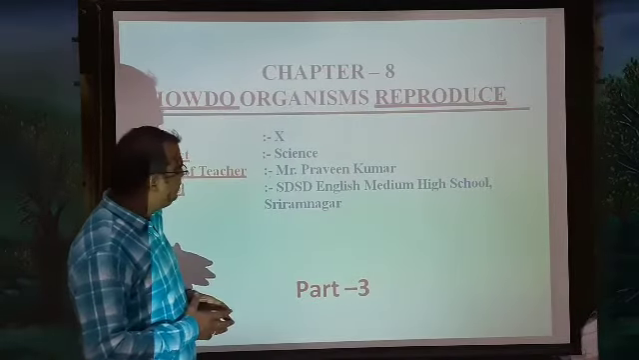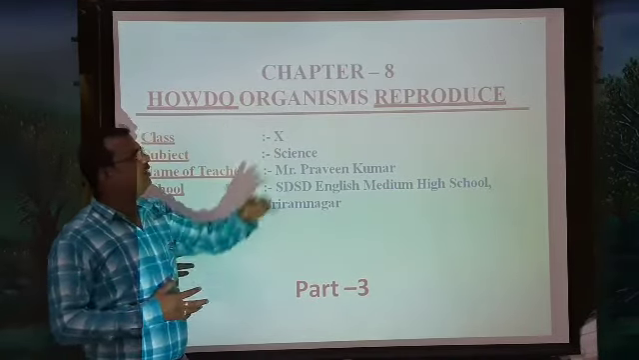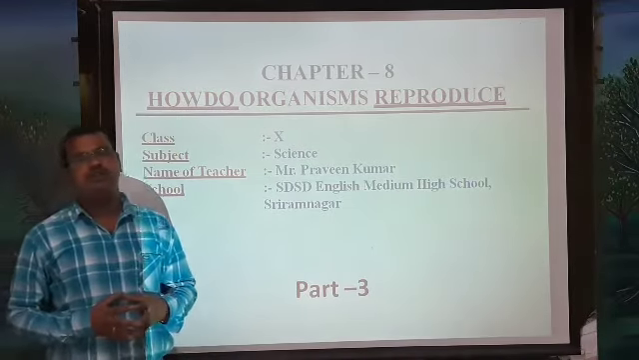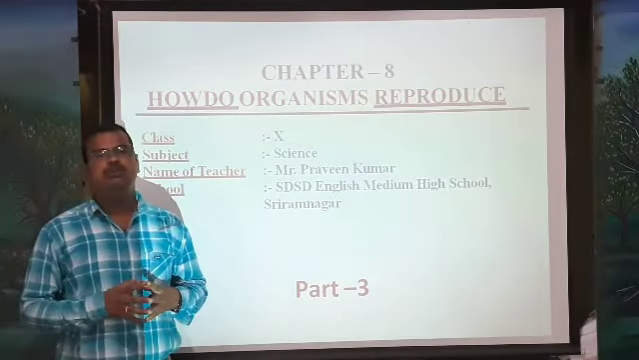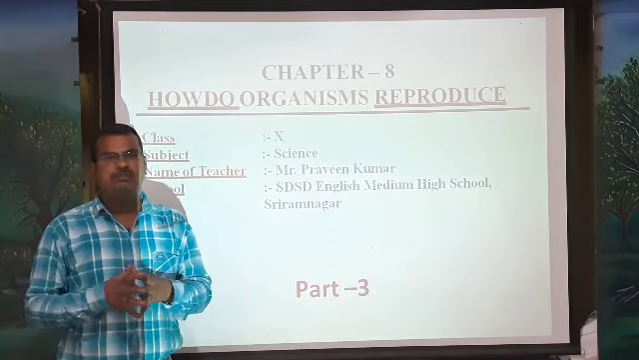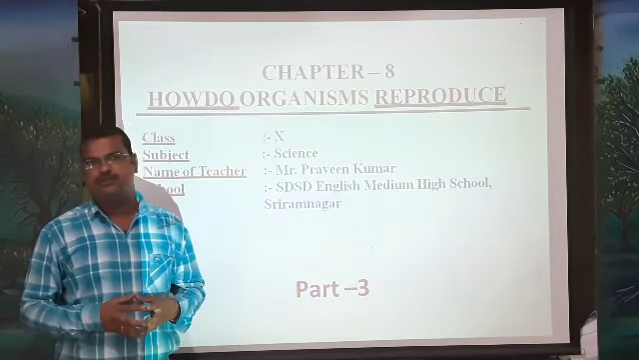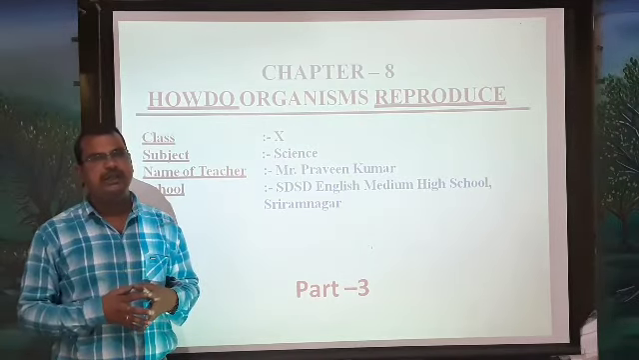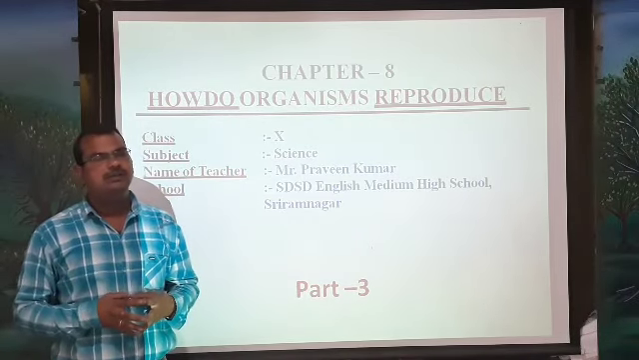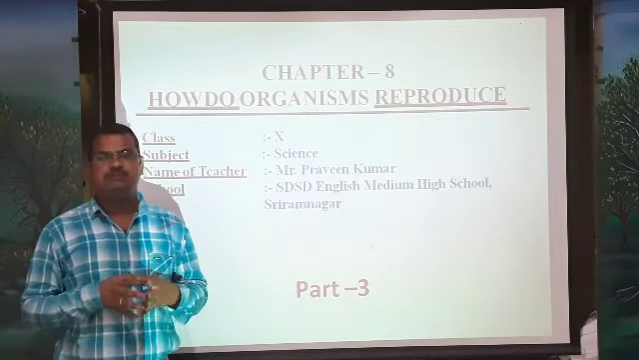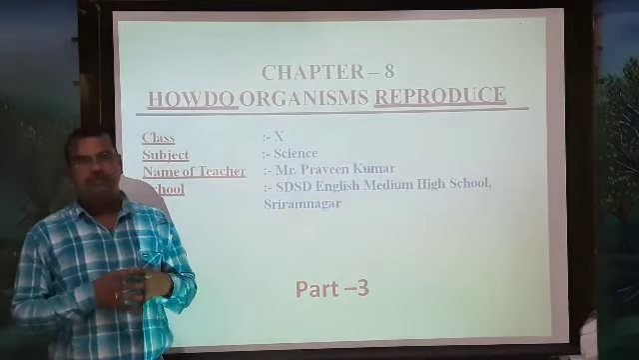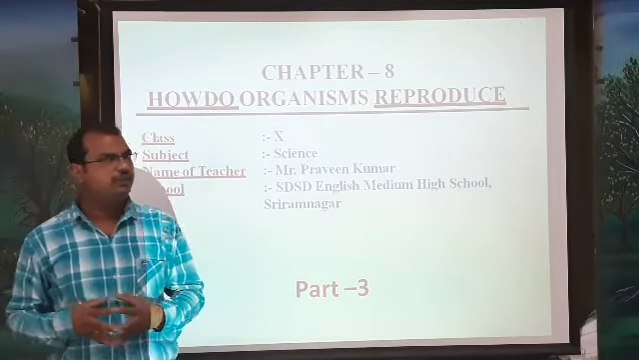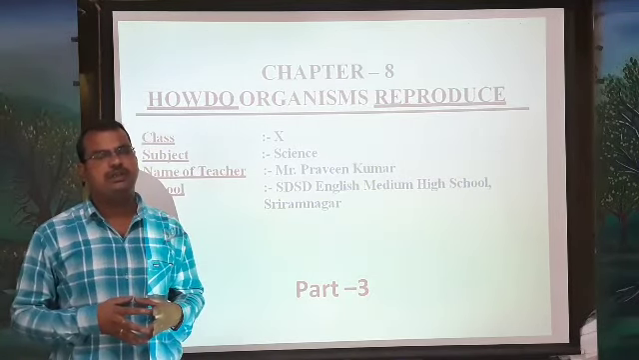So we are discussing the chapter called how do organisms reproduce. In the previous part, we discussed the modes of reproduction which take place in single organisms. There are different modes, and we have discussed them in detail in the previous class: fission, budding, regeneration, fragmentation, spore formation and vegetative propagation. All these we have discussed in previous classes.